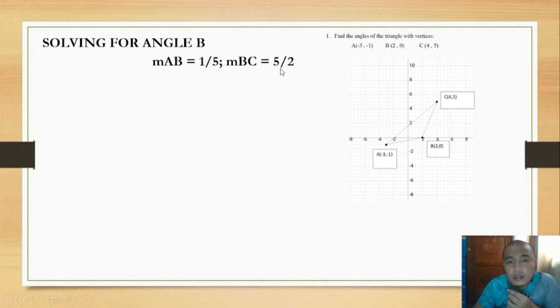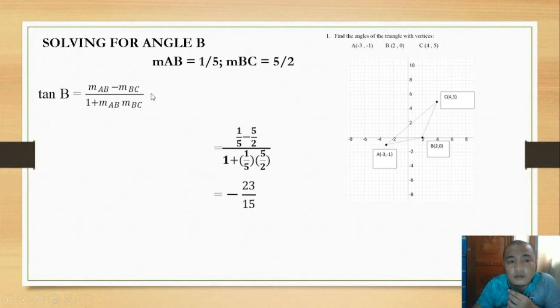1/5. Slope of BC, 5 halves. So, substitute na natin dito. So, slope of AB, which is yung line 2, minus slope of BC, which is yung line 1, all over 1 plus slope of AB times slope of BC. So, substitution, 1/5 minus 5 halves all over 1 plus 1/5 times 5 halves.